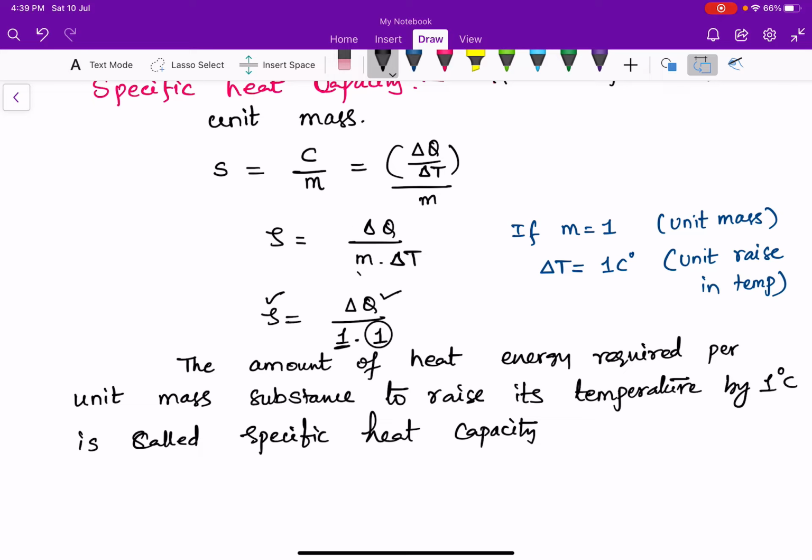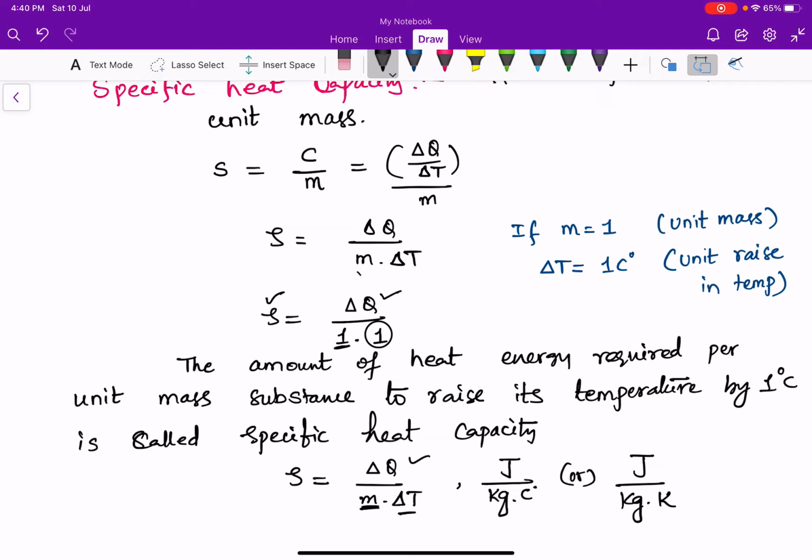Now the SI system of units for specific heat capacity. The specific heat capacity S equal to, we know, delta Q by m delta T. Delta Q is nothing but the amount of heat energy, and heat energy units are joules. Per mass, the units are kg in the SI system of units. For delta T the SI units are Celsius degree, or we can also write kelvin. So joules per kg per kelvin are the SI units for specific heat capacity.